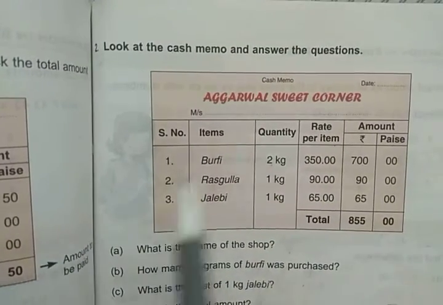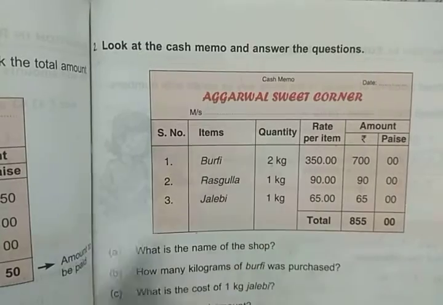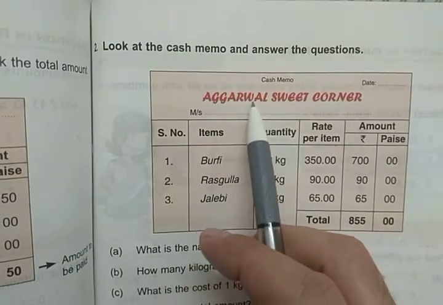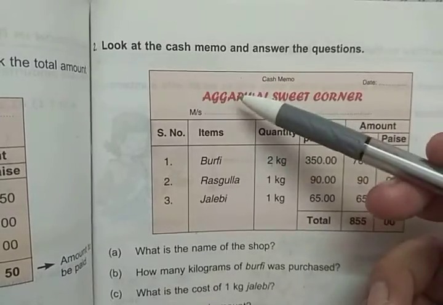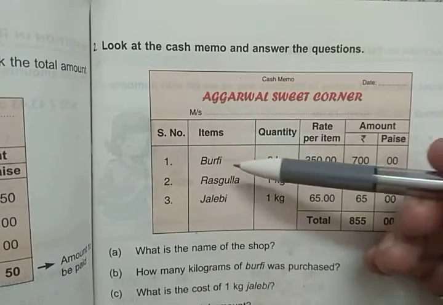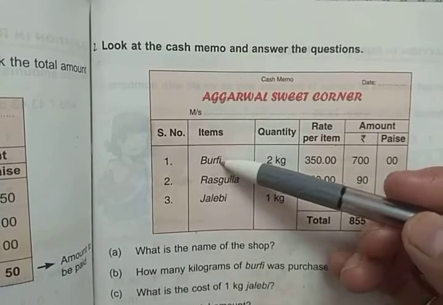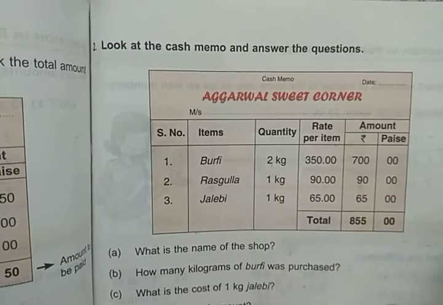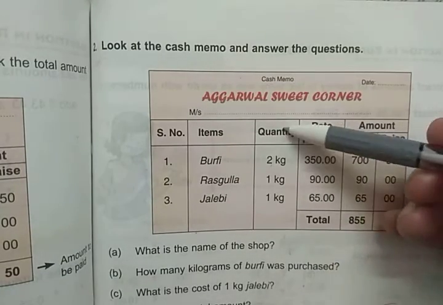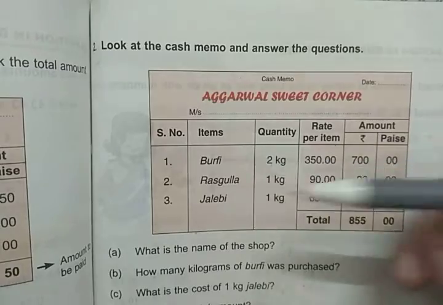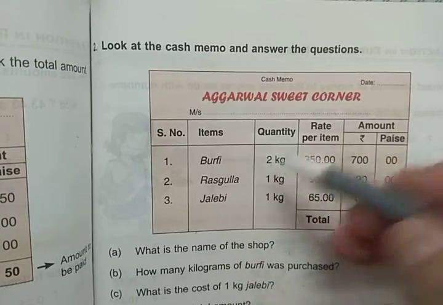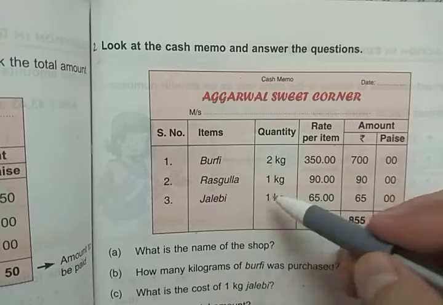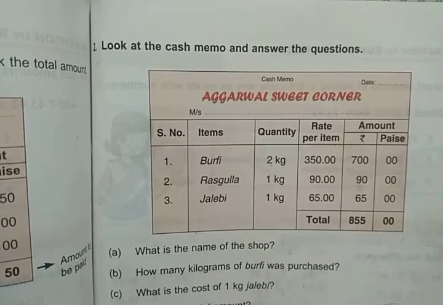So this cash memo is of Agrawal Sweet Corner. This is the name of the shop, Agrawal Sweet Corner. And from this shop what is purchased? Barfi, Rasgulla and Jalebi. And quantity is also given. कितनी बर्फी ली है, कितना रसगुल्ला लिया है, कितना जलेबी. So 2 kg barfi is purchased, 1 kg rasgulla and 1 kg jalebi.